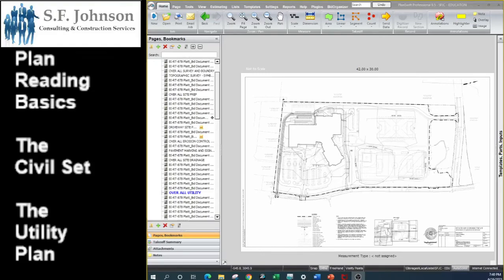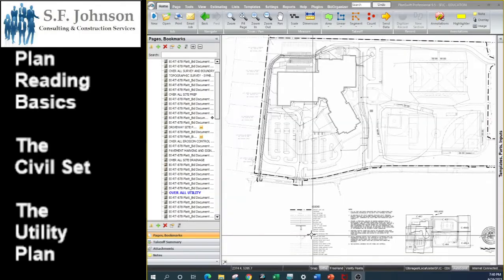This is Stacy Johnson, owner and operator of SF Johnson Consulting and Construction Services, where we are discussing plan reading basics for the civil set. And in this little recording, we are going to go over the basics of the utility plan. So we are looking at our overall utility plan for this set, this renovation to this huge high school.